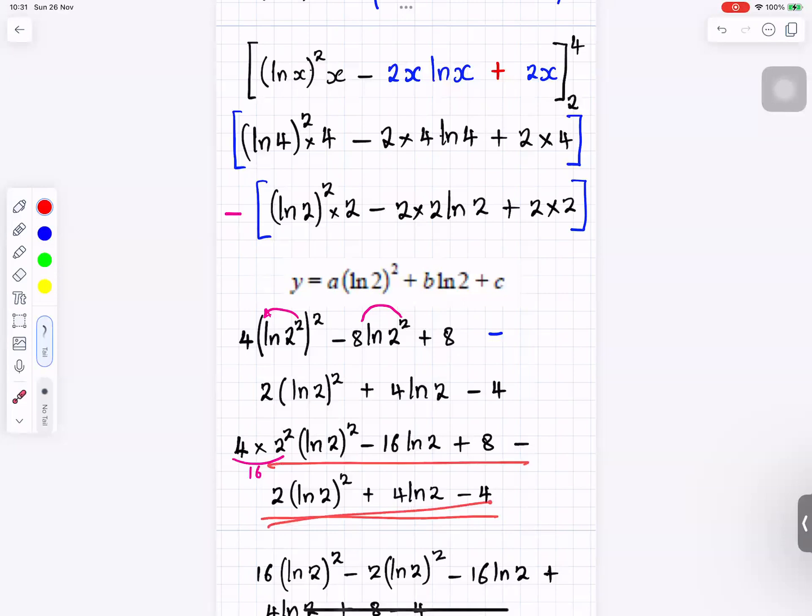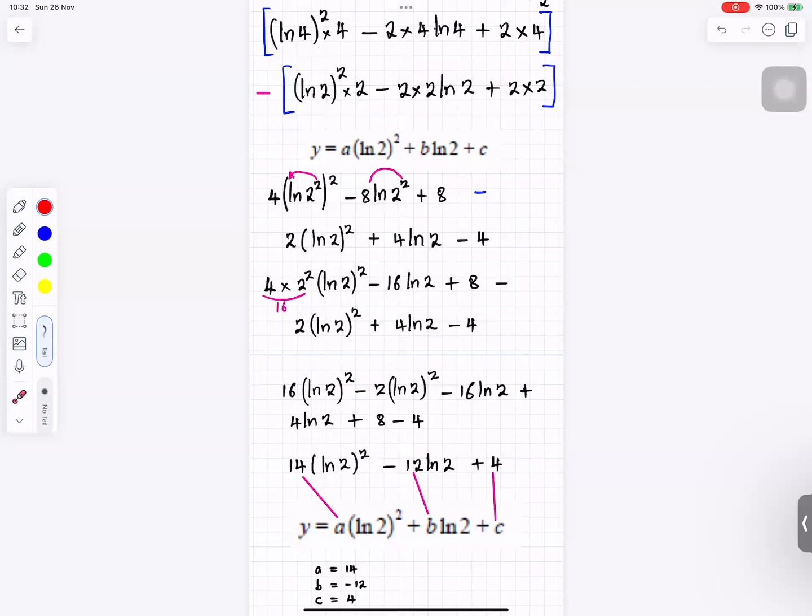We've got the first part, the second part, and now put it together. We've got 16 ln 2 squared minus 2 ln 2 squared minus 16 ln 2. So what we want to do now is 16 minus 2. 16 minus 2 is 14. So it's 14 ln 2 squared. Minus 16 ln 2 plus 4 ln 2 is minus 12 ln 2. And then 8 minus 4 is 4. So our A is 14, B is minus 12, C is 4.